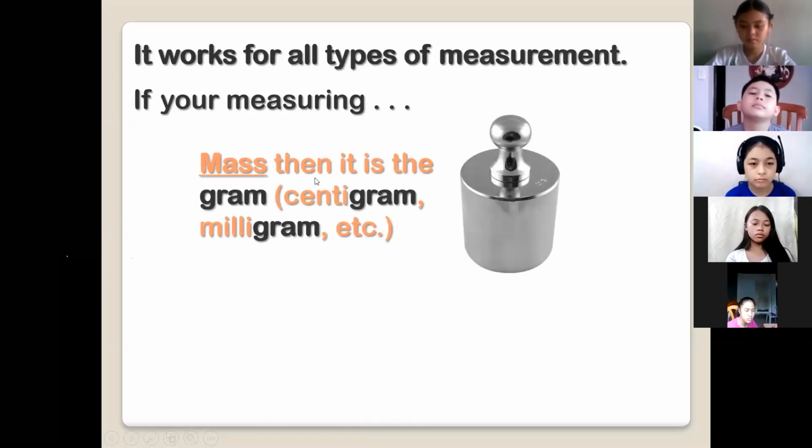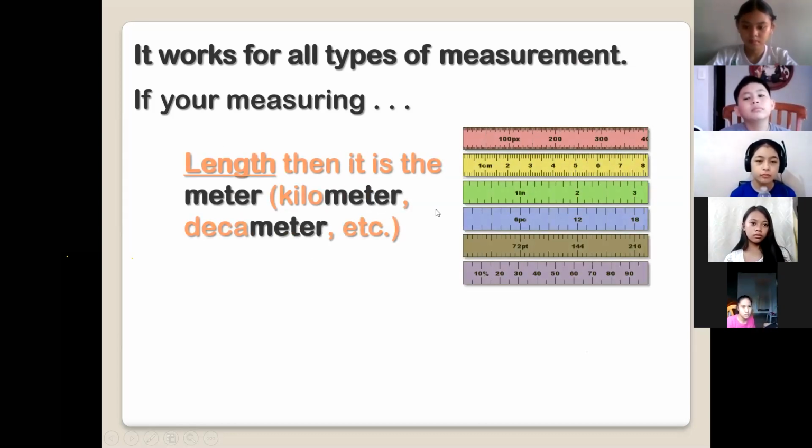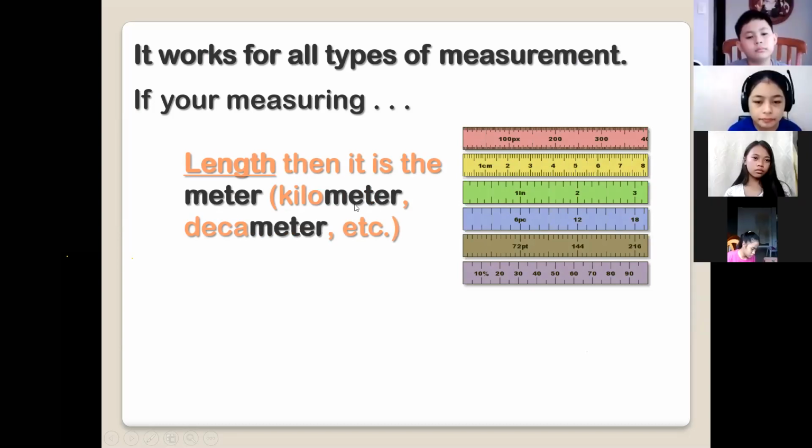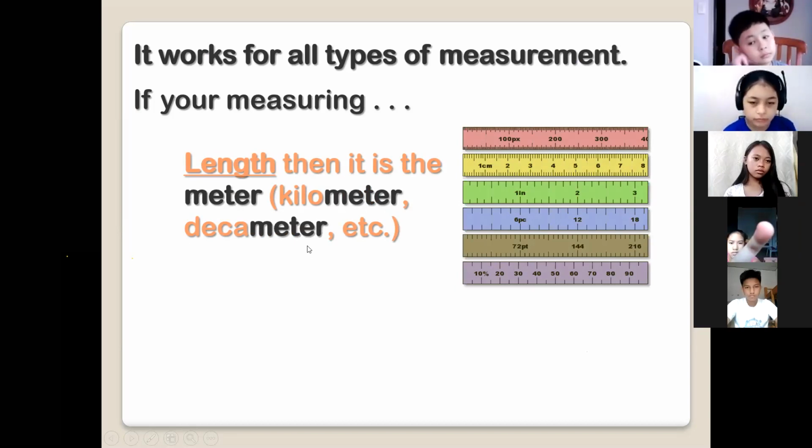So let's say, for example, when we talk about mass, the base unit is gram. By adding the prefix centi, we have the word centigram, or by adding the prefix milli, we have the word milligram. That is for mass. But for length, the base unit is meter. So if we add the prefix kilo, then we have the word kilometer. If we add the prefix deca, then we have the word decameter.